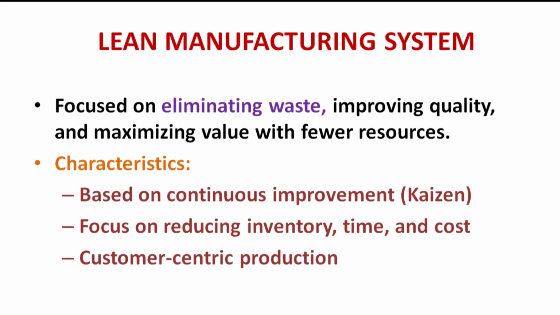The sixth production system or manufacturing system which we have added in our course material is the lean manufacturing system. It basically focuses on the elimination of waste and improving the quality. It maximizes the value with fewer resources. It says that any type of non-value added activity is a waste for the system. What are the characteristics? Basically, it is a continuous improvement process. Kaizen is a technique used by the Japanese or the Americans. Then it also focuses on reducing the inventory time, and basically it is a customer centric production.